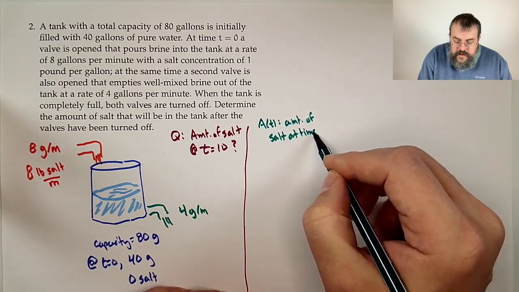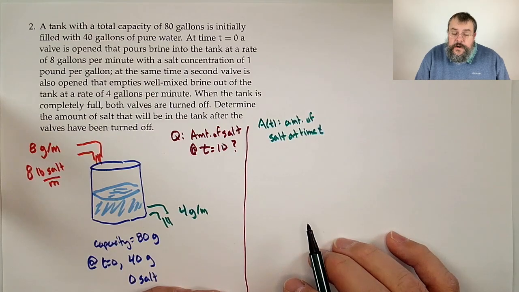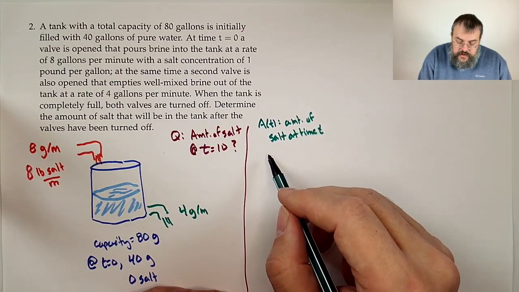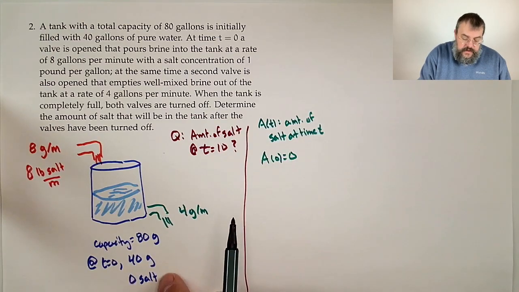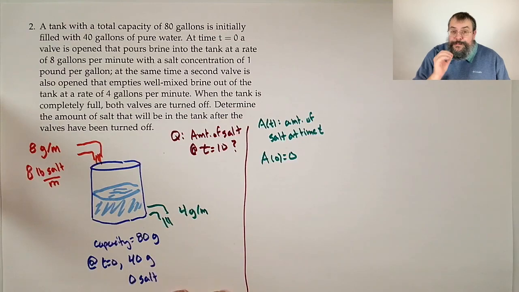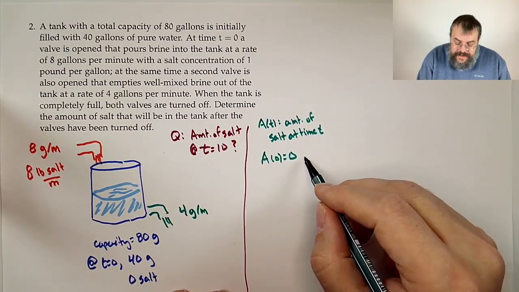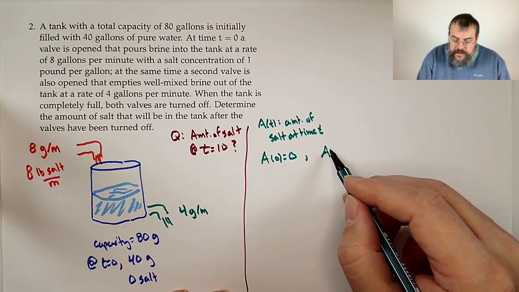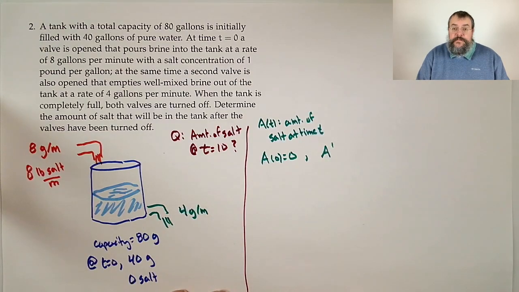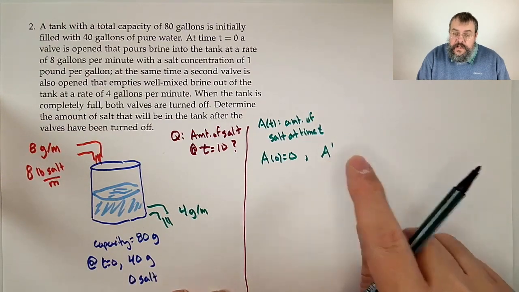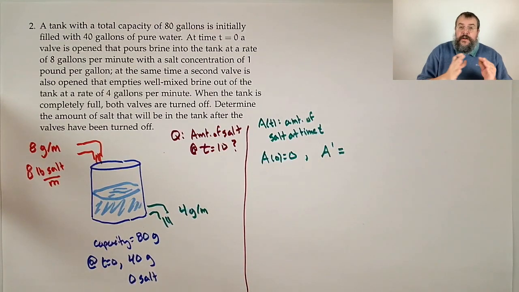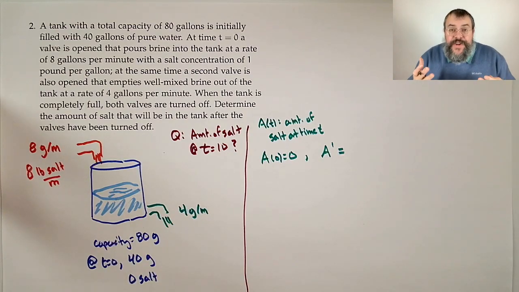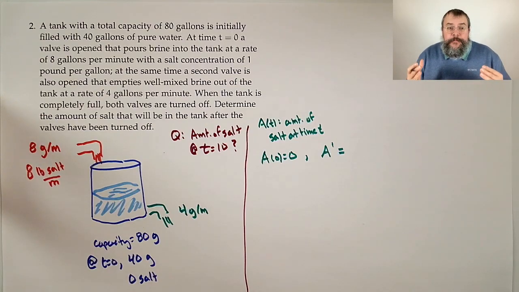All right, great. Now, what do we know? We know A of 0 is equal to 0. How do we know that? Because we're told at time 0 there's no salt, pure water. And we also can talk about how the salt changes. So when we talk about changing, that's A prime. Let's compare how salt enters and leaves, because salt doesn't spontaneously create, it has to come in or go out.